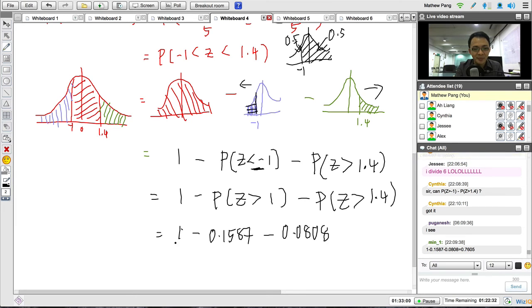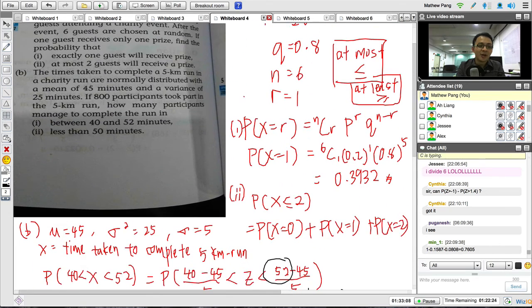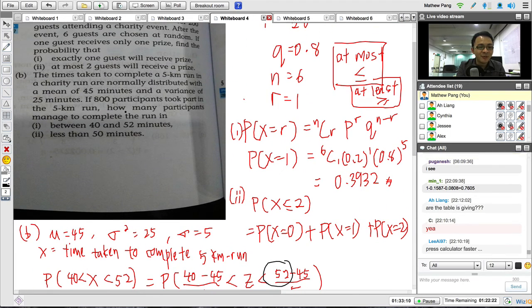0.0808. Yeah, I think that one got me the answer, which is 0.7605. Alright, but this is not yet the answer, isn't it? What's the question 1? How many participants actually complete the run? 0 point something is not even 1 participant, right? So it's impossible that this is the answer.